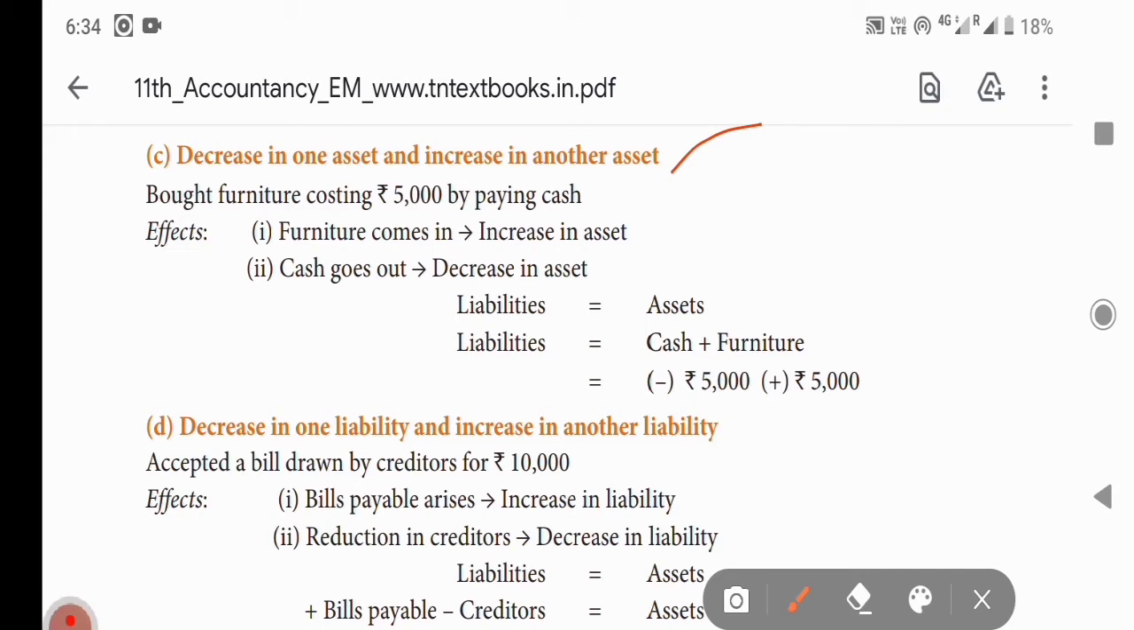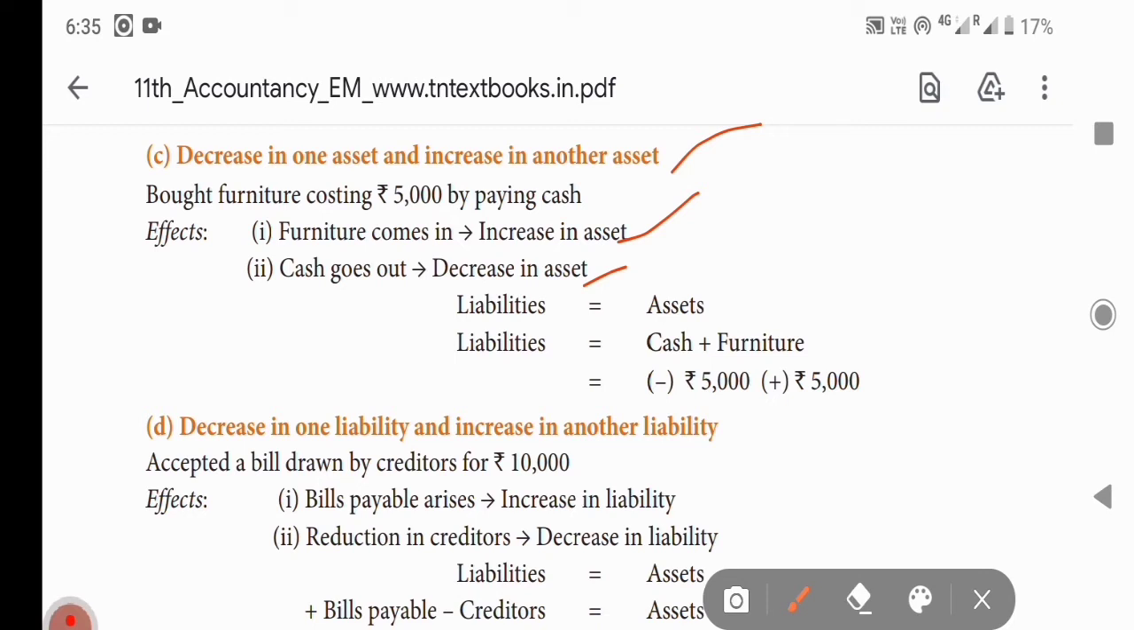So there are two effects. First effect is furniture comes in, so there is increase in asset. What is going out? Cash is going out. That is the second effect. So there is decrease in asset because the cash is going out. For purchasing the furniture, we will give the amount and purchase the furniture, so cash is going out. So in our assets there is a decrease.